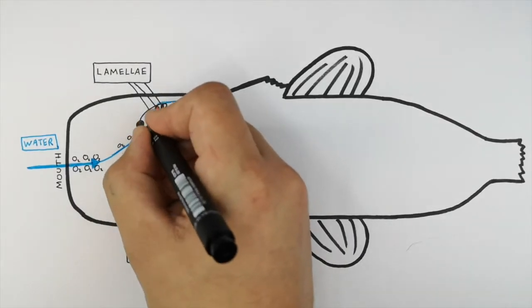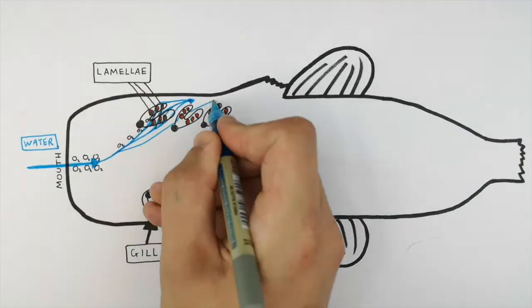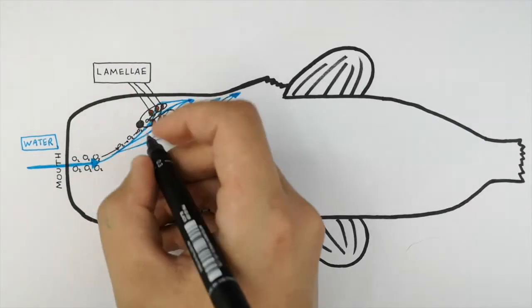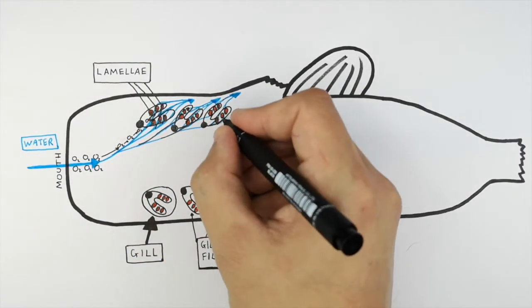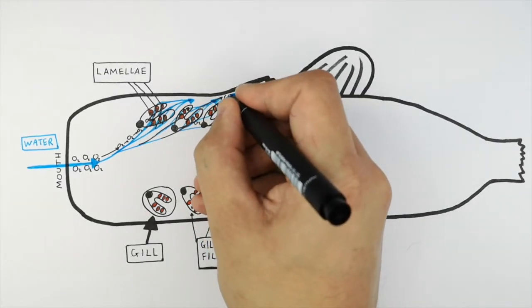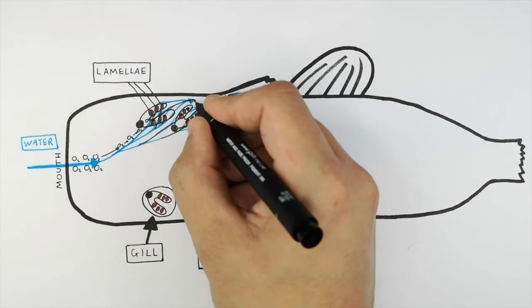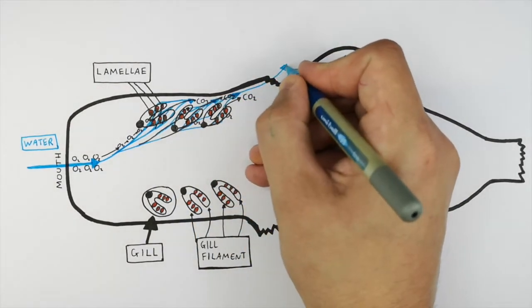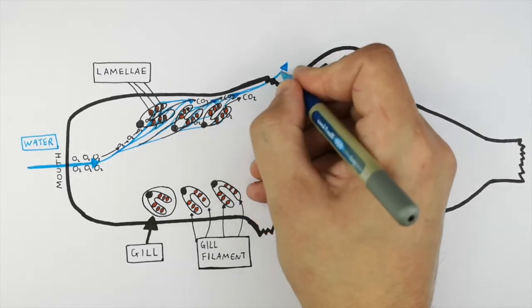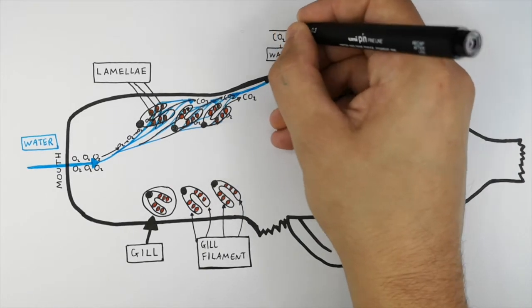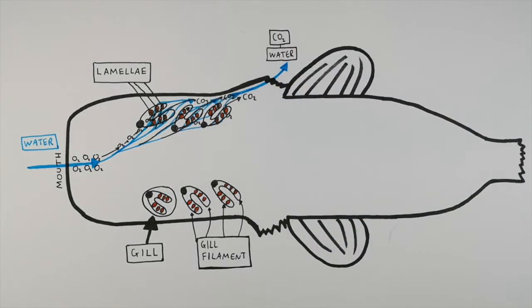So oxygen is then transferred into the blood capillaries through the lamellae, which are on the gill filaments, and carbon dioxide is transferred out of the lamellae and the gill filaments into the water. The water that will leave the fish will have a lower concentration of oxygen than what it came in with. So the water that leaves the fish has a higher concentration of carbon dioxide dissolved in it, because carbon dioxide is a byproduct of respiration.